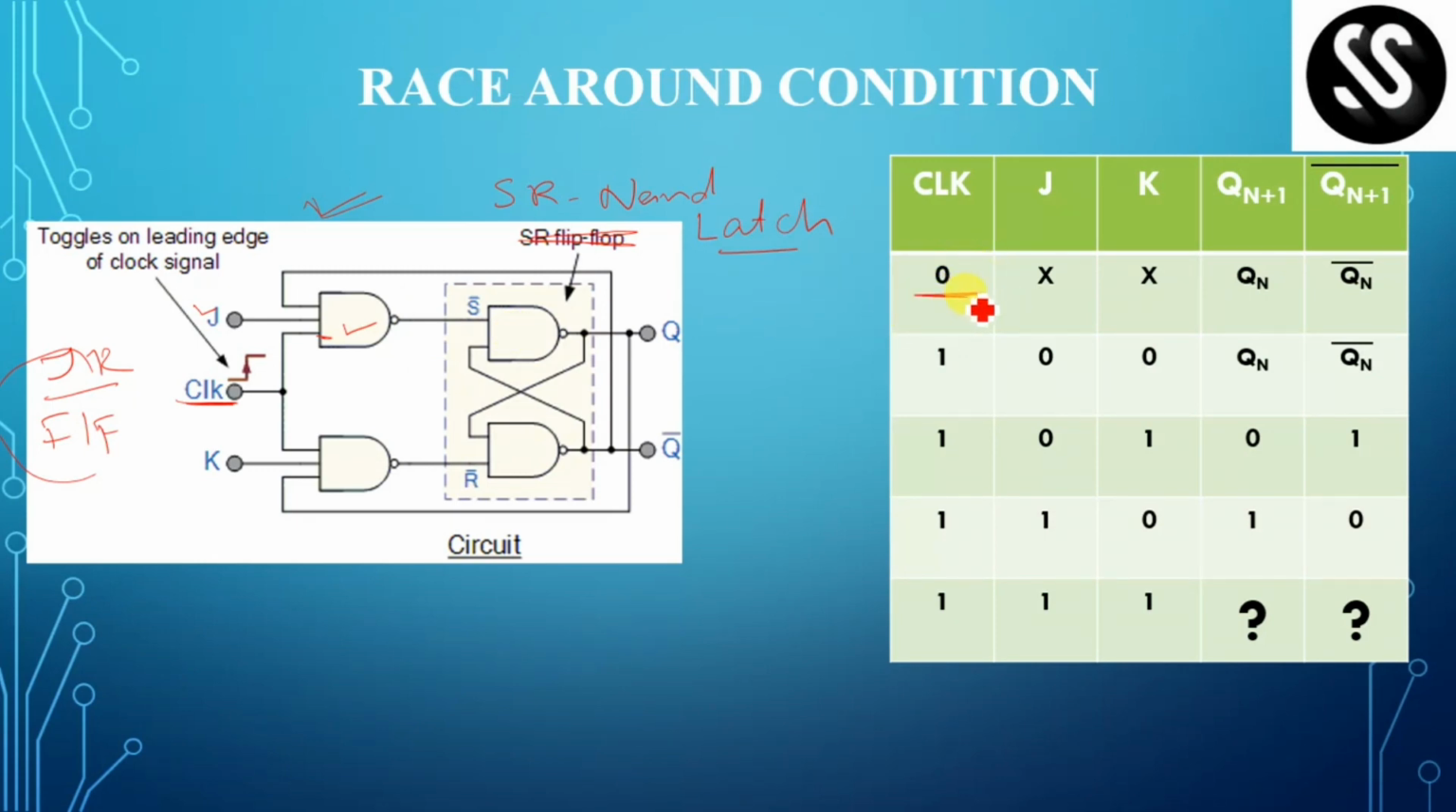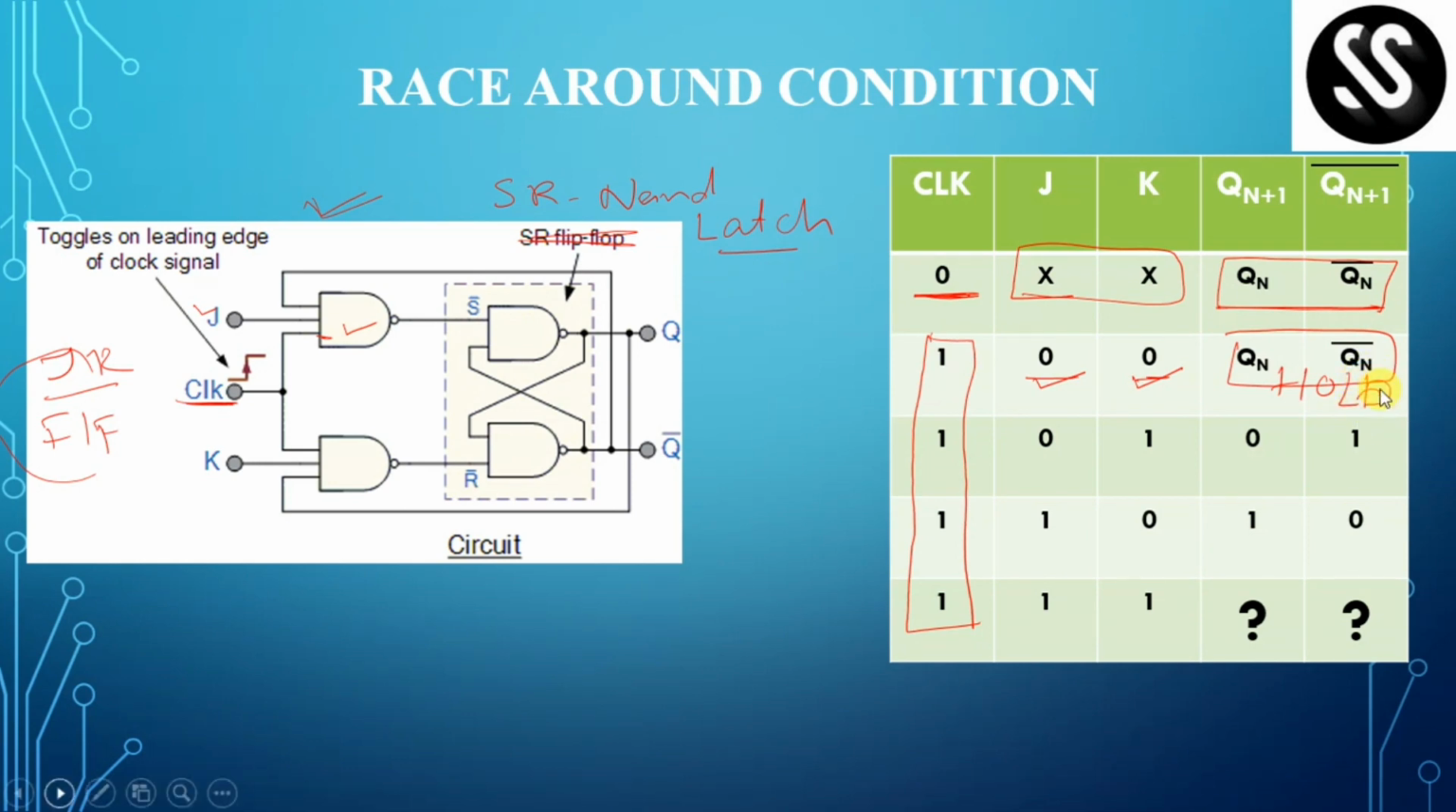When the clock is 0, that means when we have not applied any clock, irrespective of the values of J and K, the output does not change. Whatever the previous output was remains the same. But when we apply the clock pulse, I mean when the clock is high, what will happen? It depends again upon the J and K values. When J is 0 and K is 0, the output is the hold state. That means whatever the previous state, the next state will be the same. That is called hold state.